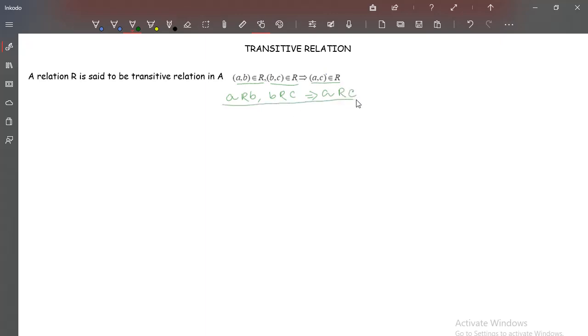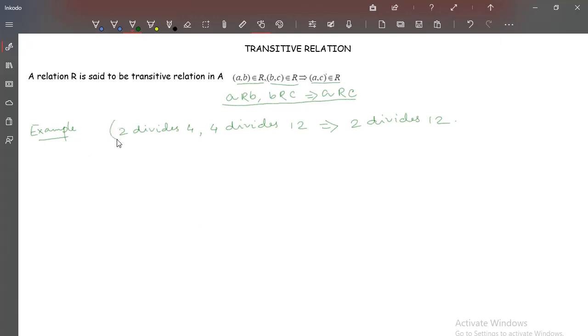To understand this concept, we are taking one example. 2 divides 4, 4 divides 12. It implies 2 divides 12.